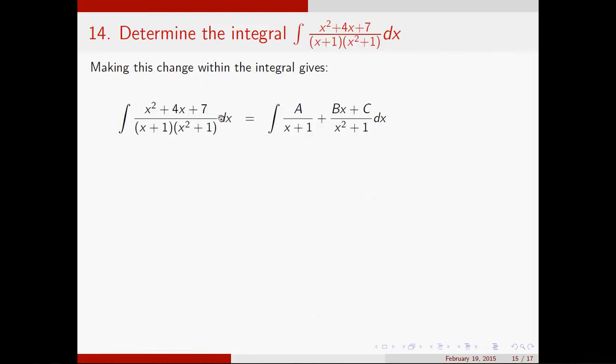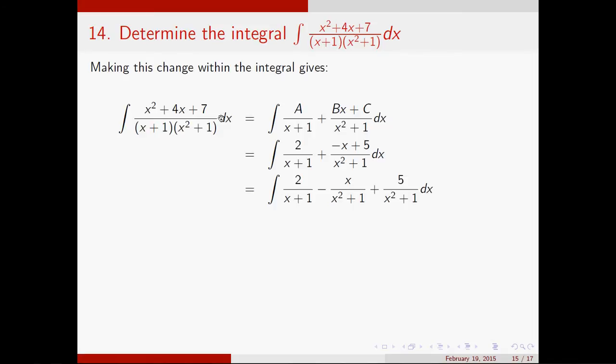So the integral of x squared plus 4x plus 7 over x plus 1 times x squared plus 1, we can split up into two pieces. The two pieces are going to be 2 over x plus 1 and negative x plus 5 over x squared plus 1. I'm going to take that one step further, and I'm going to split it up into 3 pieces. I'm going to take that second fraction and write it as negative x over x squared plus 1 and 5 over x squared plus 1. So that way I've got a little bit less to work with in my numerator.